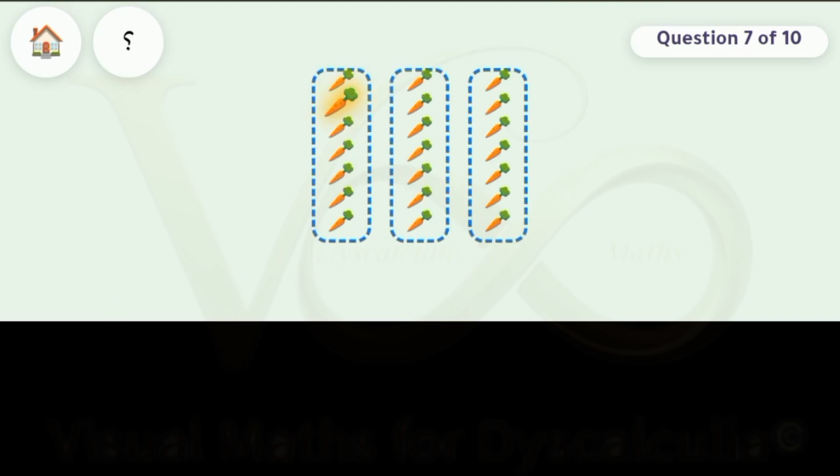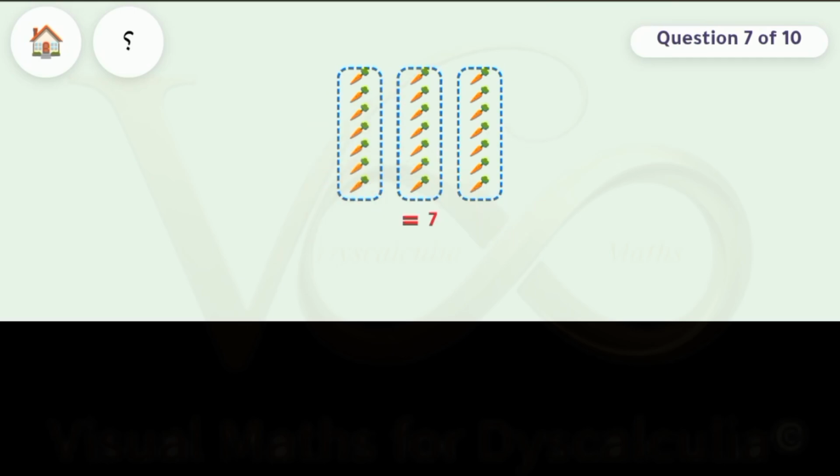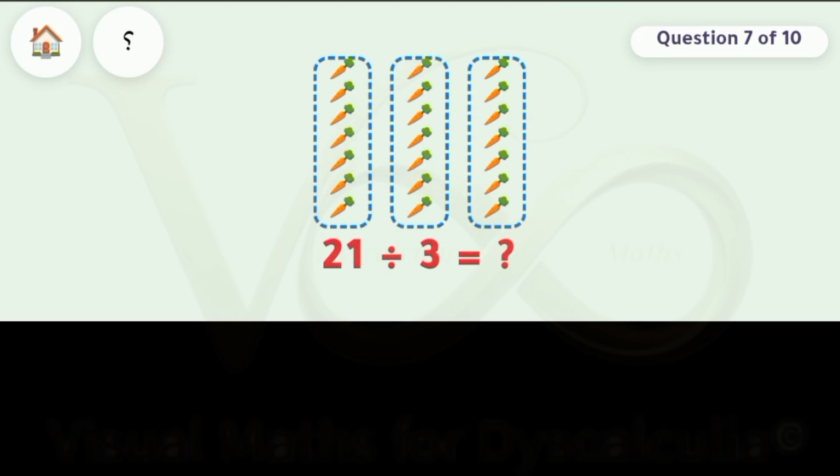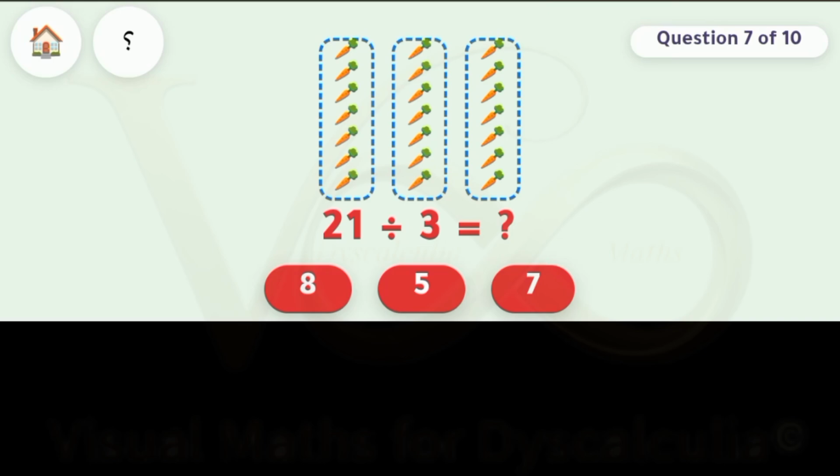One, 2, 3, 4, 5, 6, 7. Each group has 7. What is 21 divided by 3? Well done.